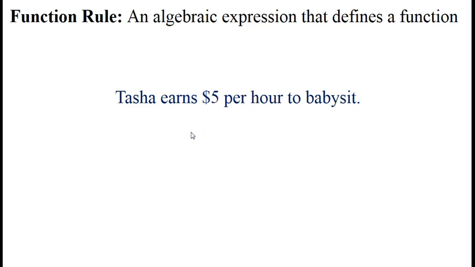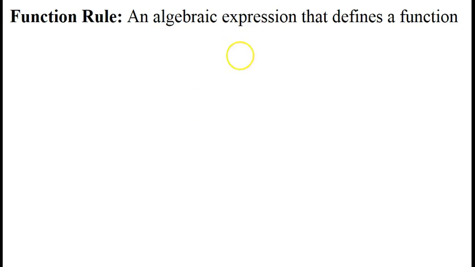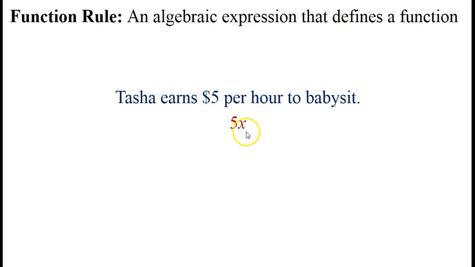So if I said that Tasha earns $5 per hour to babysit, I want to know what my function rule for this is. Well, let's make an algebraic expression out of this. Tasha earns $5 per hour. I'm going to have my hours be x, so Tasha earns 5x. 5x is my function rule.